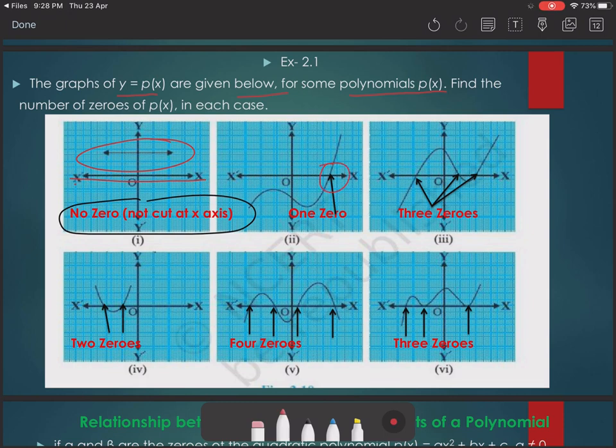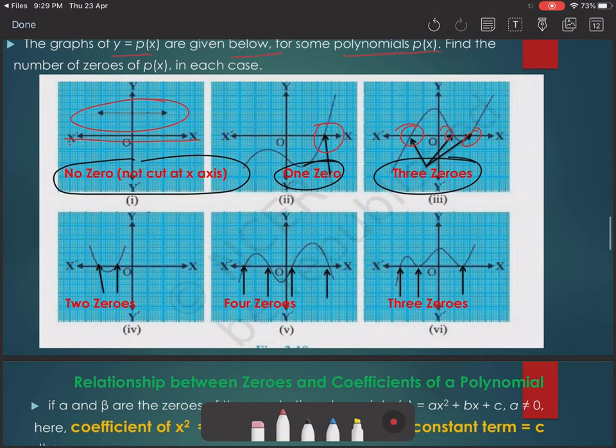The graph cuts the x-axis at one point, therefore we have 1 zero. Similarly, here the graph cuts the x-axis at 1, 2 and 3 points, therefore we get 3 zeros. Similarly, in this one, the 1 and 2 intersecting points at the x-axis give us 2 zeros.